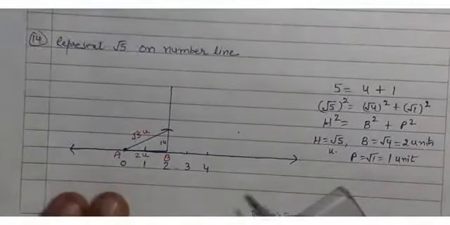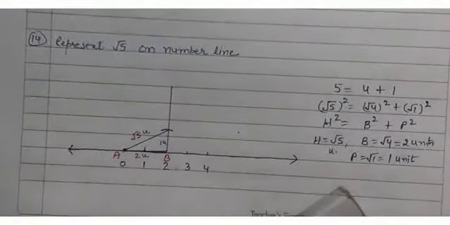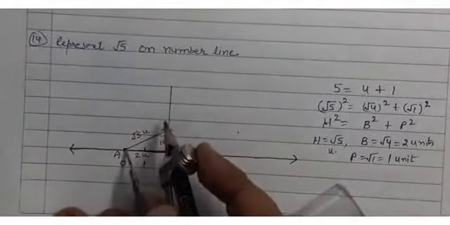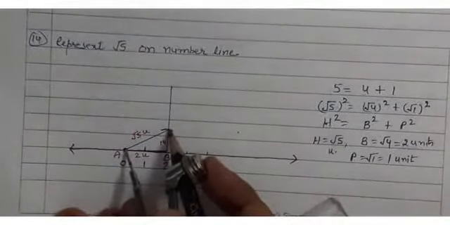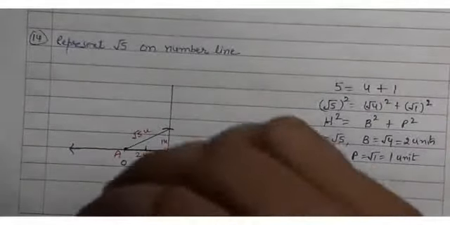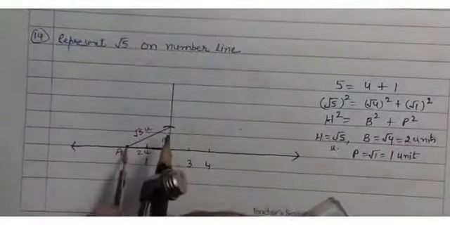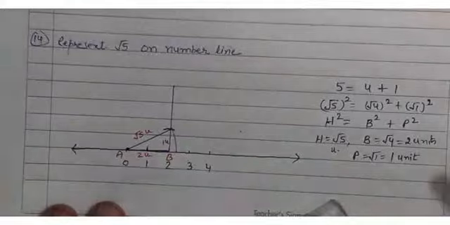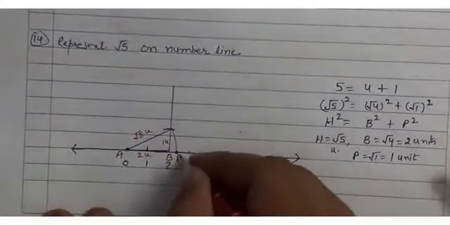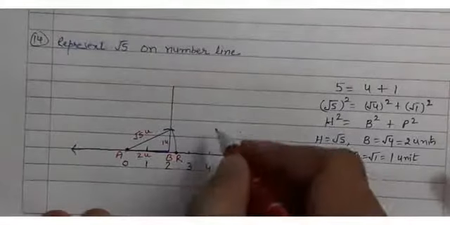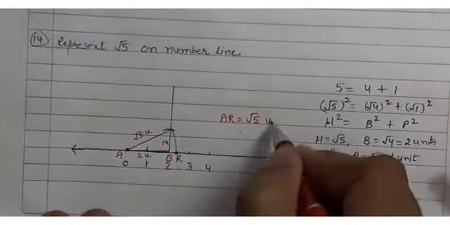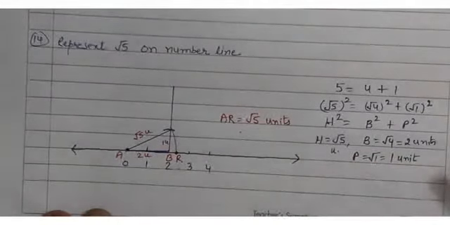Then what to do? You have to measure it. How can we measure? Just see. Like this. Then put the needle here and cut one arc down. This point I am calling R. Then AR will be under √5 units. This is the way to get the numbers on the number line.